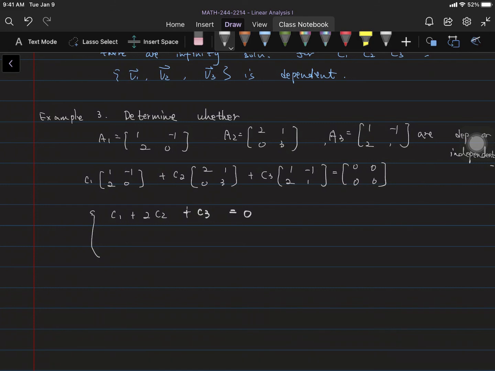The second one, we can say A12 position. So negative C1 plus C2 minus C3 equals 0. And then we get 2C1 plus 2C3 equals 0. And the last equation is the last element, A22 position. So it should be 0 plus 3C2, right? 3C2 plus C3 equals 0.